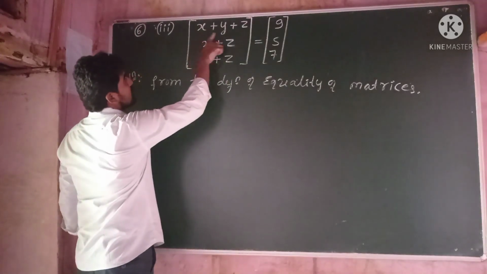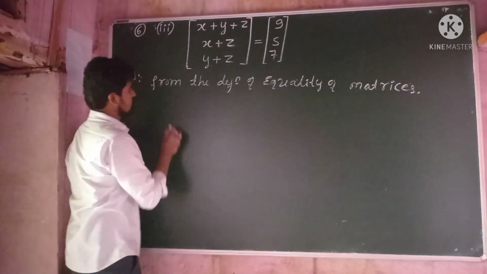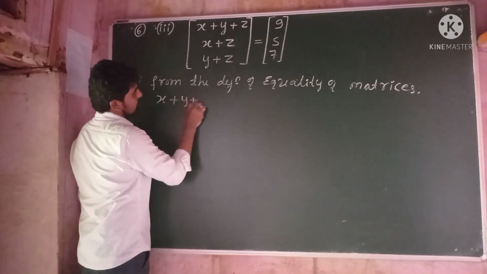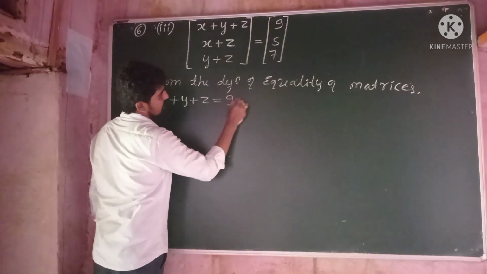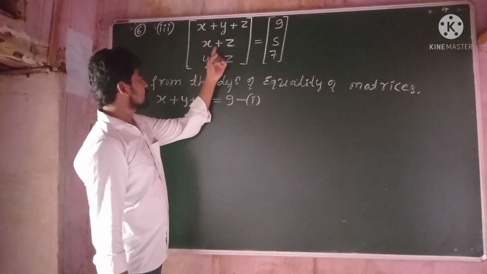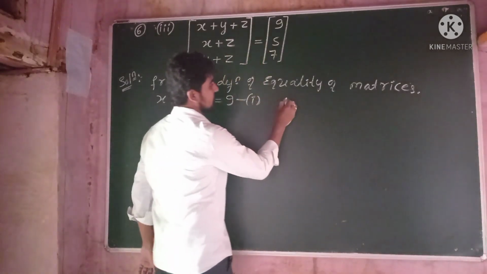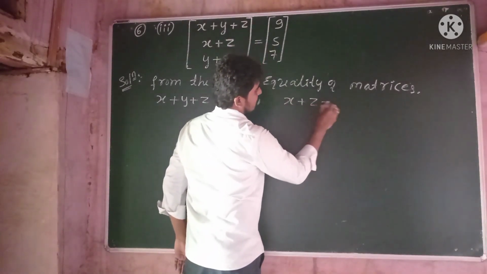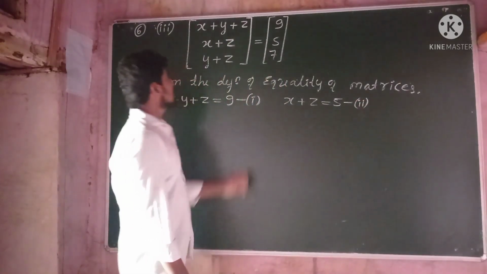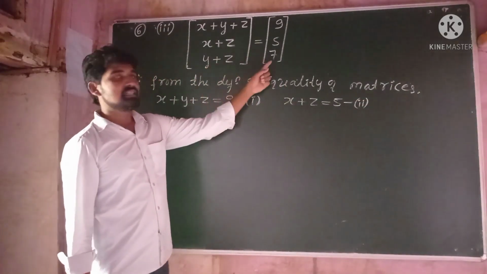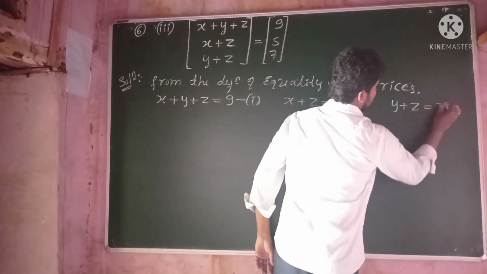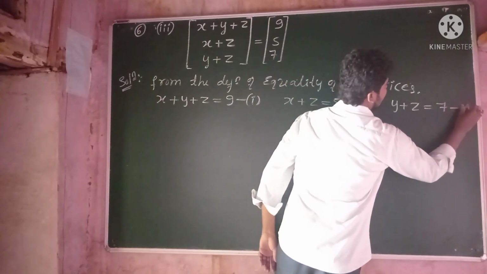It means x plus y plus z is equal to 9. Call it as equation number 1. And x plus z is equal to 5. Call it as equation number 2. And similarly, the value of y plus z is 7. So y plus z is equal to 7. Call it as equation number 3.